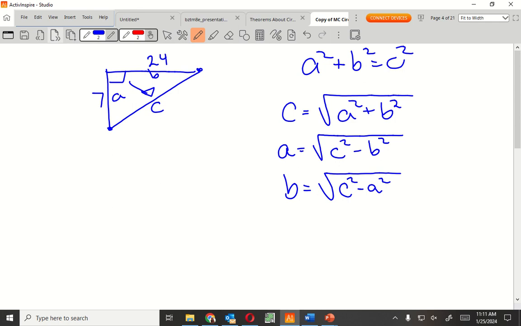Yeah, we're going to do the math there. So now on this problem, we're looking for the c value, aren't we? Yeah, we're looking for the c. So since I'm looking for the c, I'm going to say that c is equal to the square root of a squared plus b squared. So a, 7 squared, plus b, 24 squared.